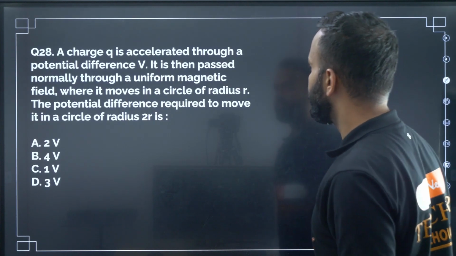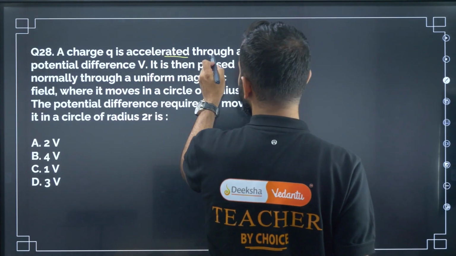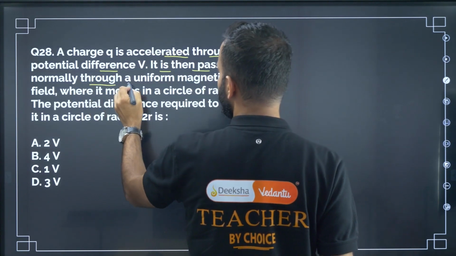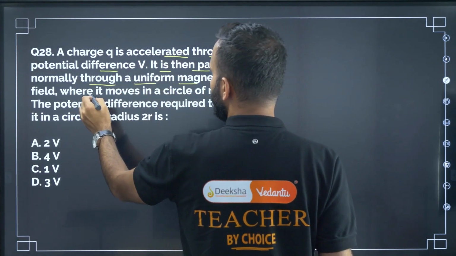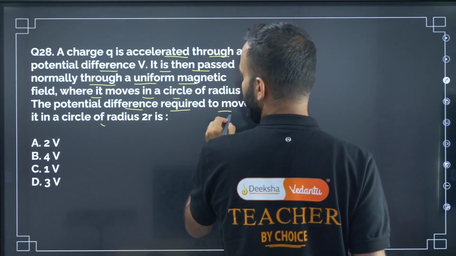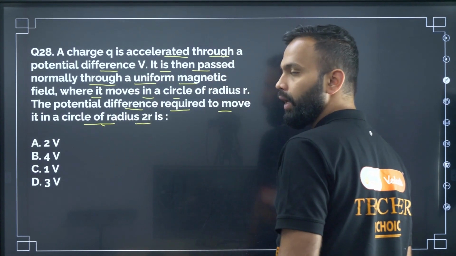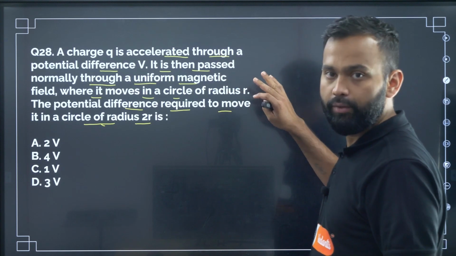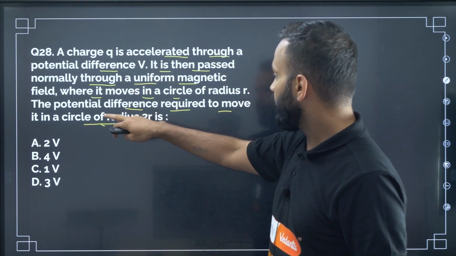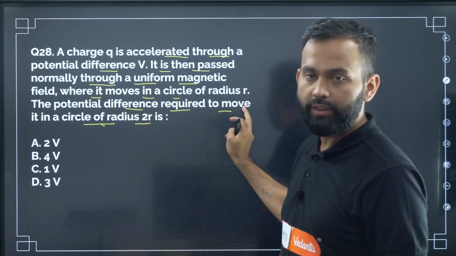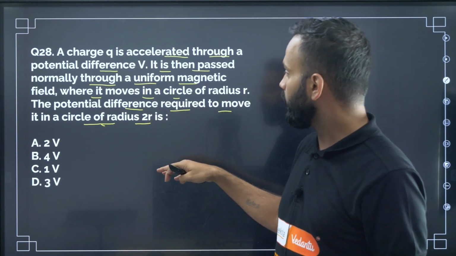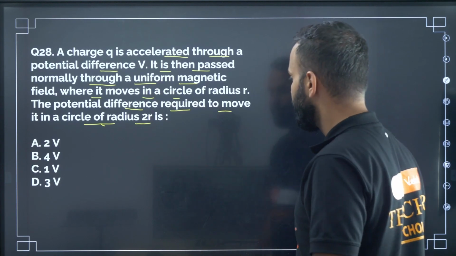Next question, question number 28. A charge Q is accelerated through a potential difference V. It is then passed normally through a uniform magnetic field where it moves in a circle of radius r. The potential difference required to move the circle of radius 2r is. The magnetic field is not changing, but here we need to find the potential difference required to move the charged particle in a circle of radius 2r, right?